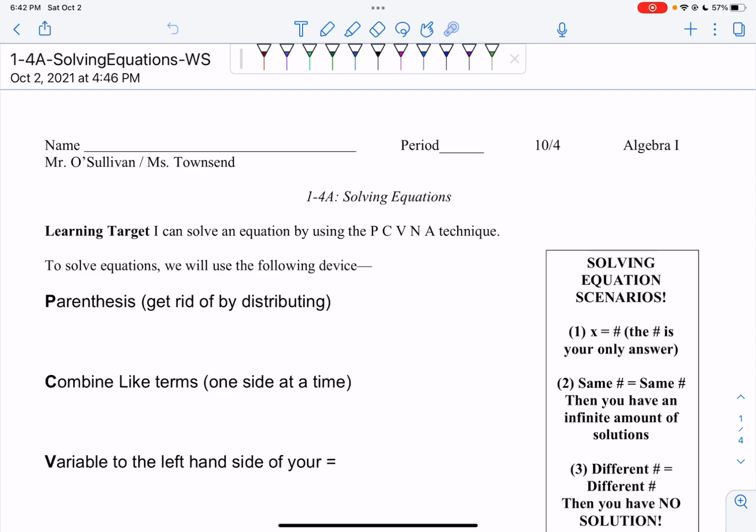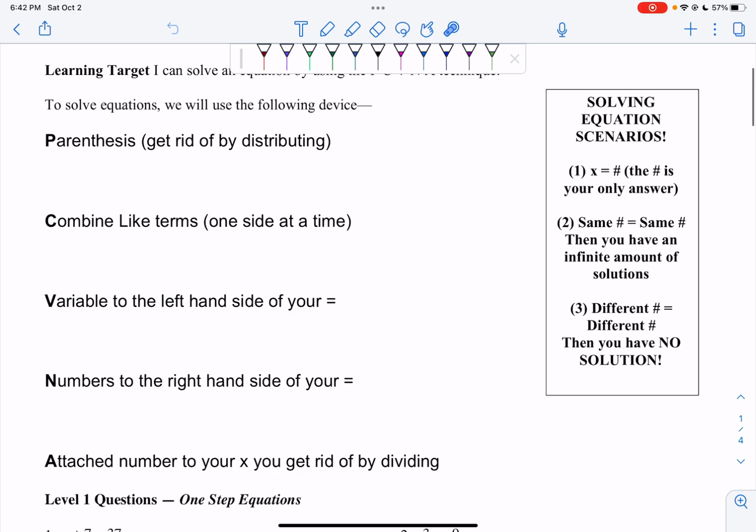Okay, today is lesson 1-4A, solving equations. We will be learning how to solve an equation by using the PCVNA technique. So to solve the equations, we will be using the following device, PCVNA.